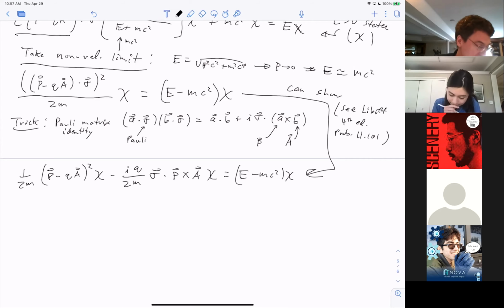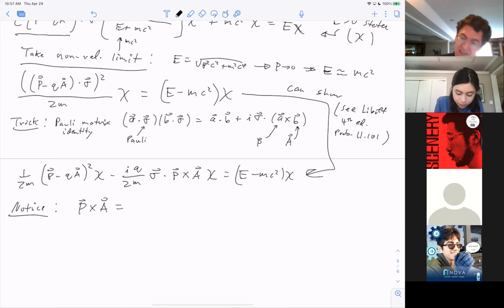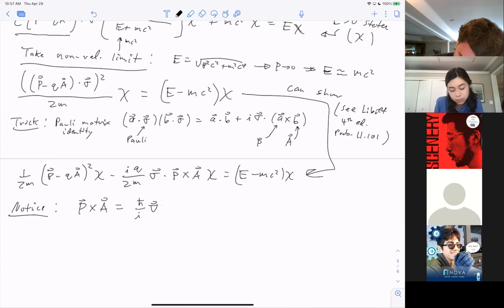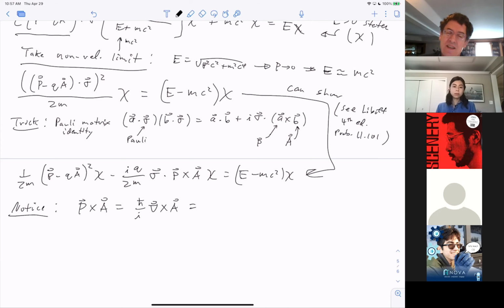And so now let's notice something. Notice that P cross A, do you know what P cross A is going to give me? Remember, P is h bar over i del. So P cross A is h bar over i del cross A. But what is that? Oh my God, what is it? The magnetic field. That's exactly right.